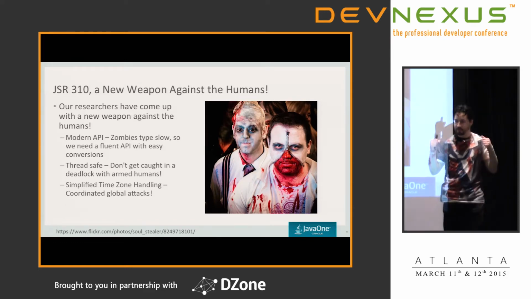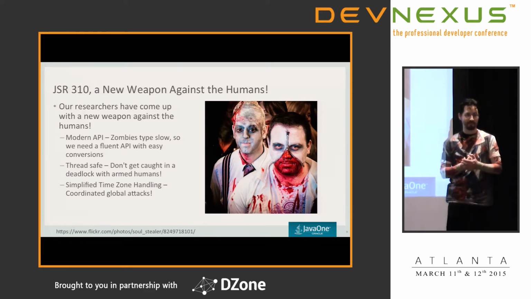And we have a new weapon us zombies are going to use to take over the human population. It's called JSR 310. Are you scared, Kay? I'm scared.